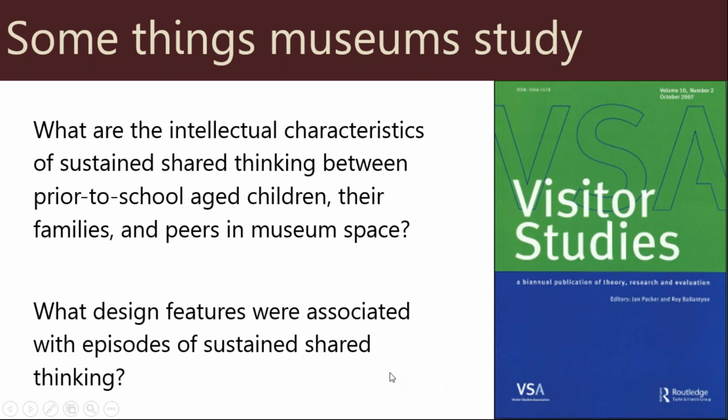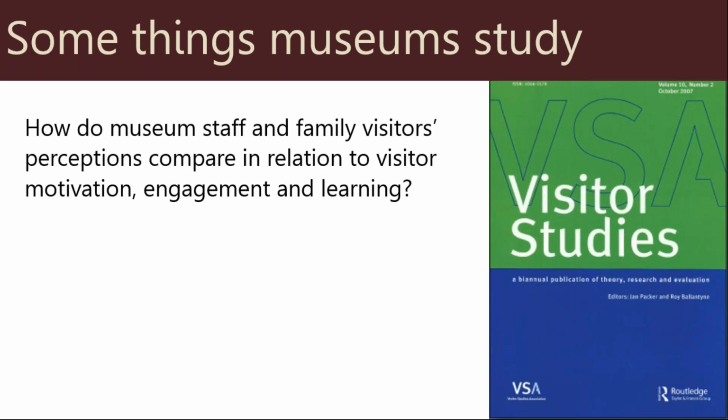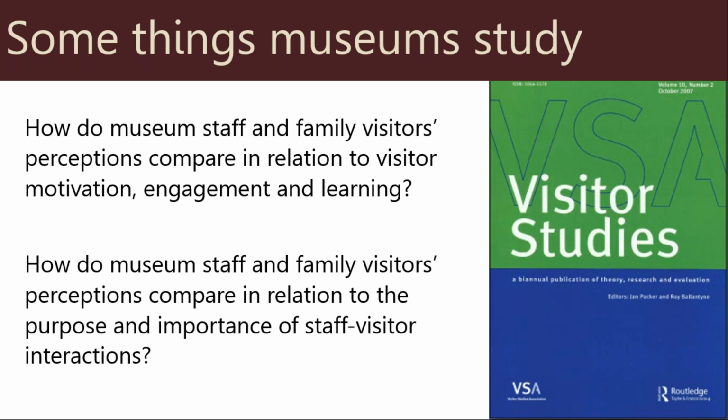And these are the two main evaluation or research questions that they were looking for. They really wanted to know how people interacted in different spaces within the museum. And after defining what sustained shared thinking was, they wanted to know what that looked like in different spaces. Here's another one. This one is comparing the different perspectives of staff and family visitors. And this is an important study because a lot of times staff have one perspective and the families have another. So it was looking to see how those were similar and different.